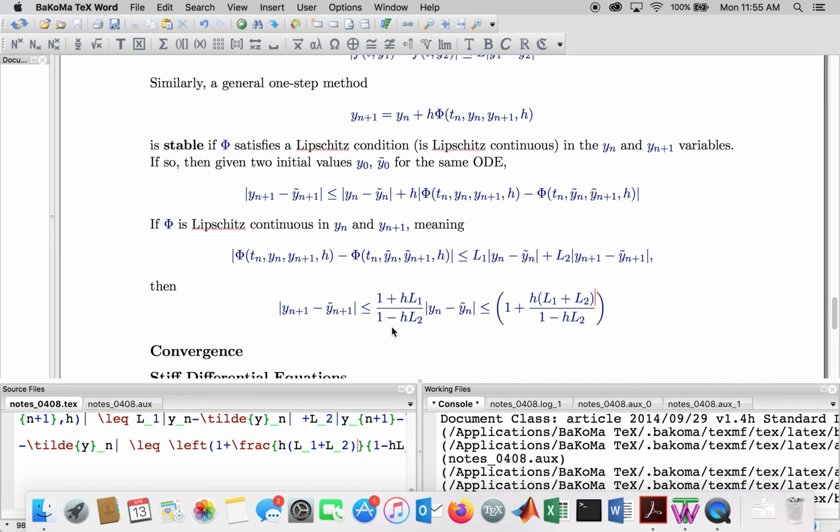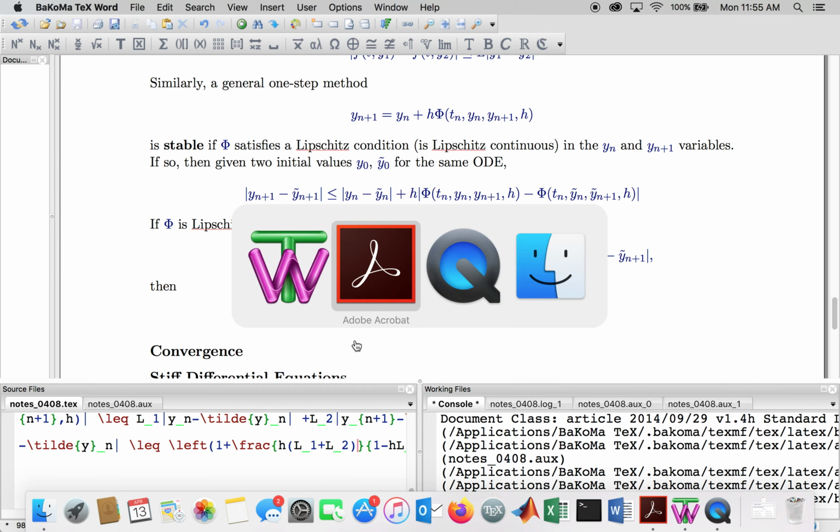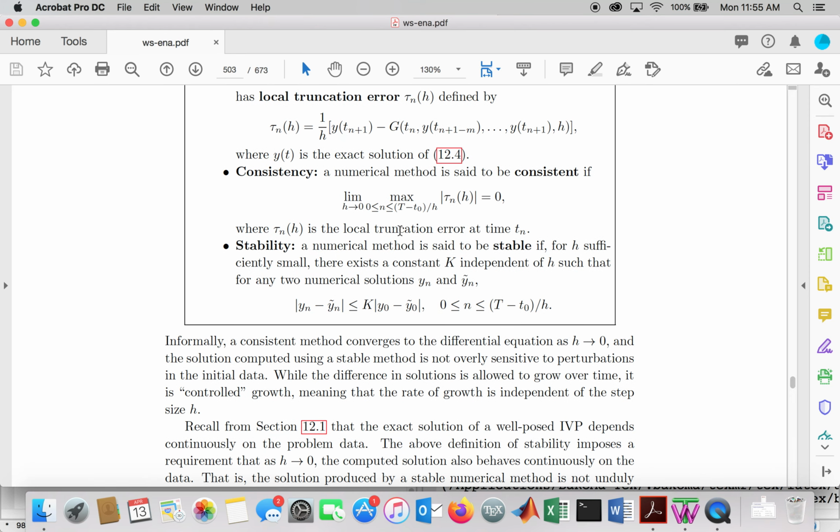Okay, now one thing that's important about the definition of stability is that since we're interested in what's happening for sake of convergence, as h goes to 0. The method is convergent if the error goes to 0 as h goes to 0. And notice here the definition of stability, we require only that h be sufficiently small. It doesn't have to cover all h, just h sufficiently small.